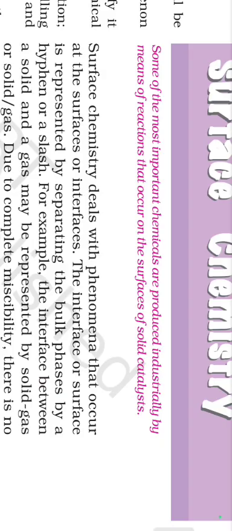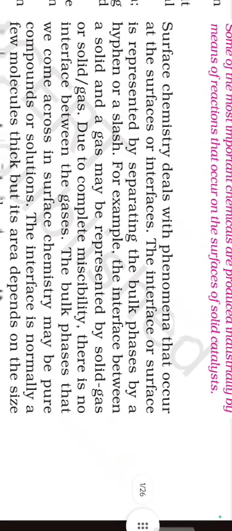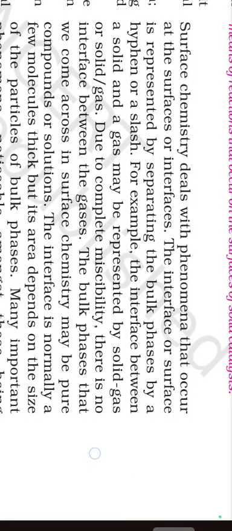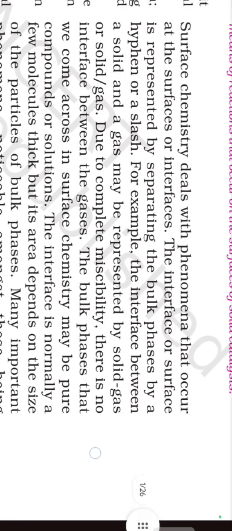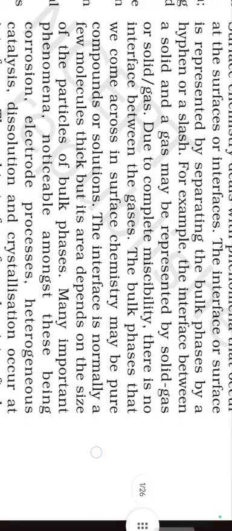Some of the most important chemicals are produced industrially by means of reactions that occur on the surfaces of solid catalysts. Surface chemistry deals with phenomena that occur at the surfaces or interfaces. The interface or surface is represented by separating the bulk phases by a hyphen or a slash. For example, the interface between a solid and a gas may be represented by solid-gas or solid/gas. Due to complete miscibility, there is no interface between the gases.